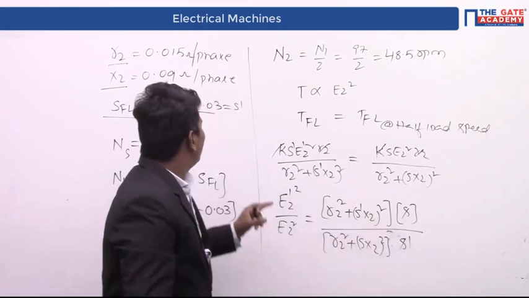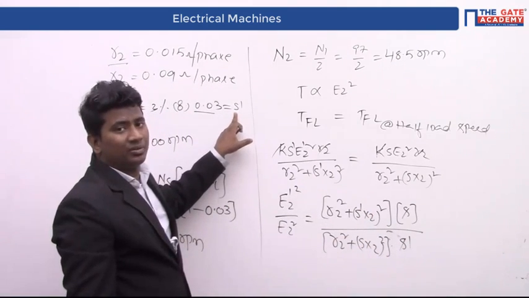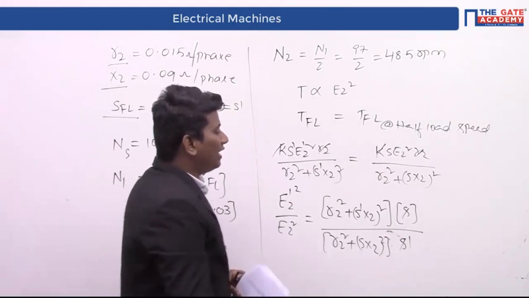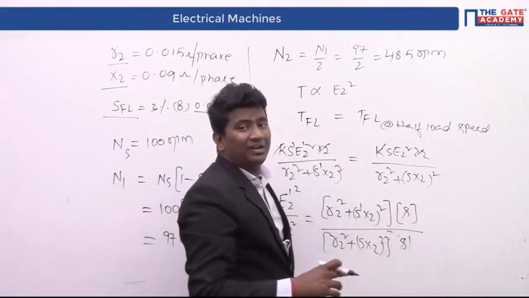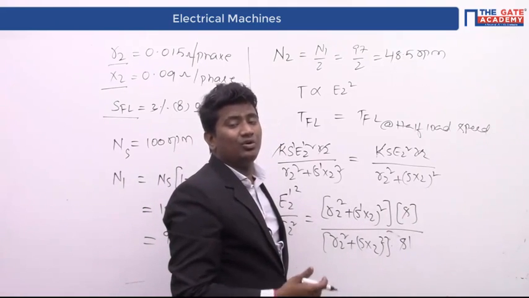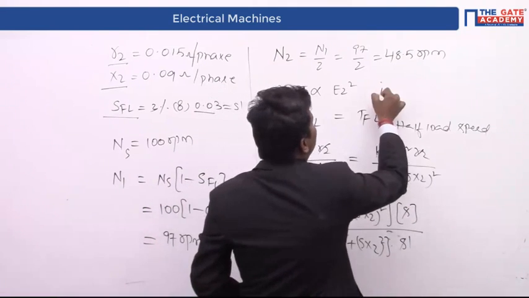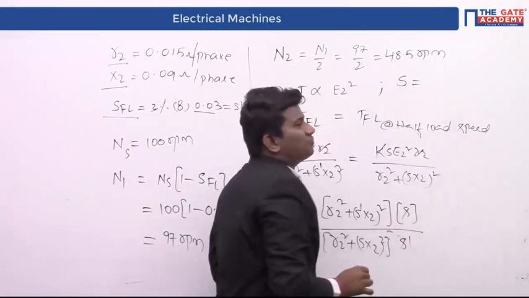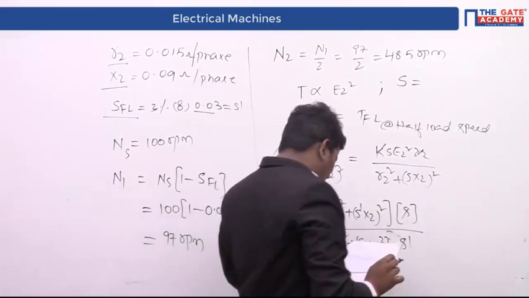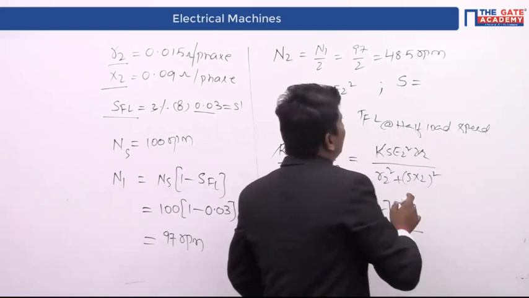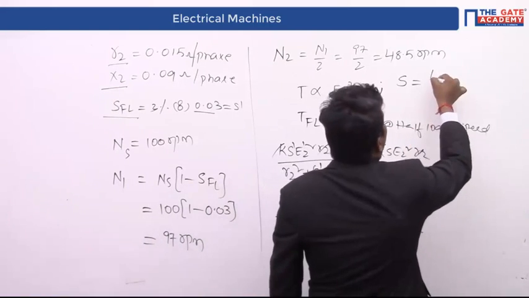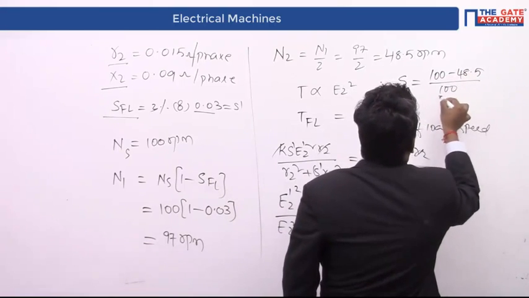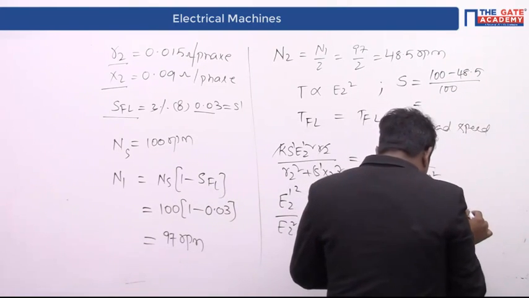But we know S dash, but we don't know S, which is after changing the speed to half load speed. So what is the slip corresponding to this half load speed? S is equal to, with the speed at this instant, (100 minus 48.5) by 100. What is the slip corresponding to this value?